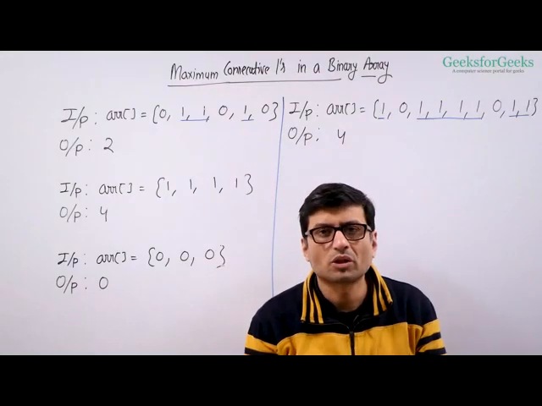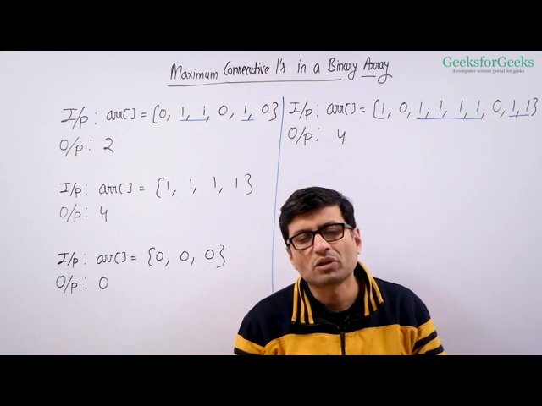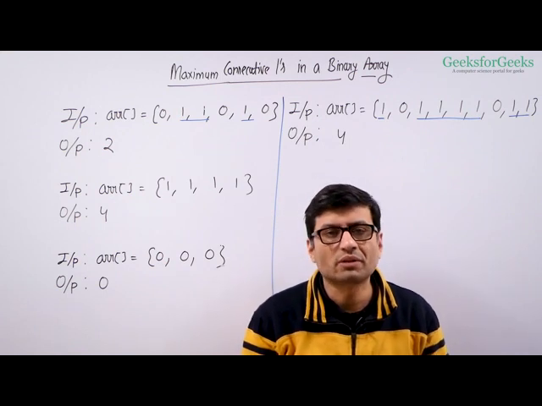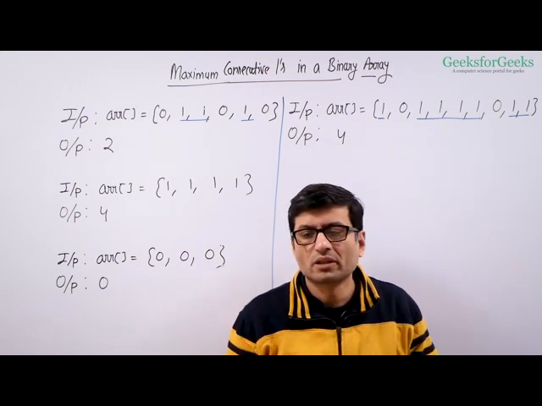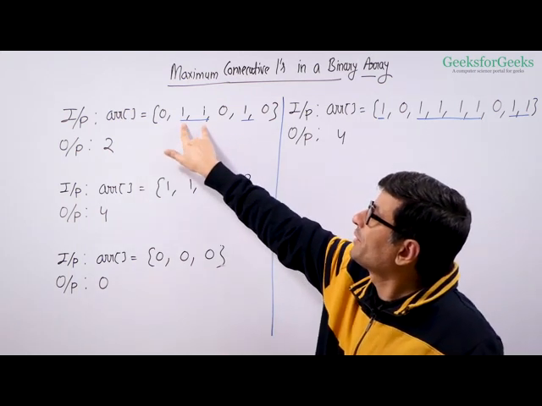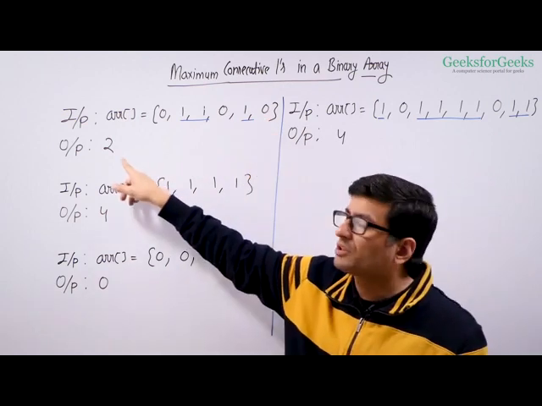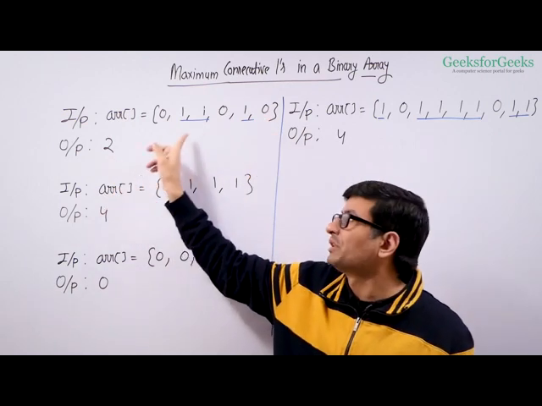Let us talk about this problem. We are given a binary array. We need to count maximum consecutive ones in this binary array. Let's see this example. We have ones at two places. Here we have two consecutive ones and here we have 1, 1. So our output is 2. Maximum consecutive ones is 2.